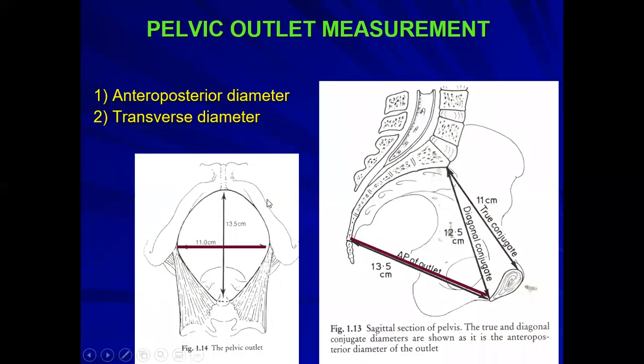How about the pelvic outlet measurement? So we have the anterior posterior diameter, AP diameter. AP diameter is about 13.5 centimeter, and transverse diameter 11 centimeter. This is the pelvic outlet measurement. So this is the anterior posterior outlet, anterior posterior diameter 13.5 centimeter.